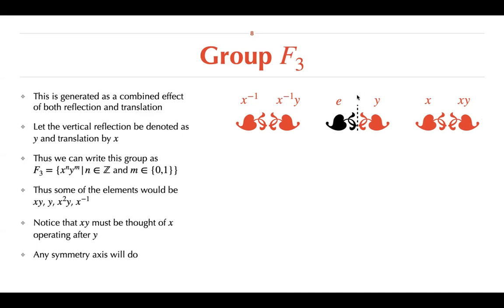So I have made a reflection about this axis, but I could have chosen any other axis. The pattern would have changed in the sense that this would have been here or somewhere else, but overall the pattern would have been the same. So what is happening here?